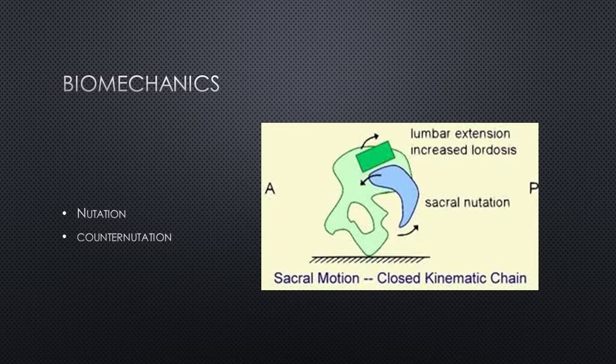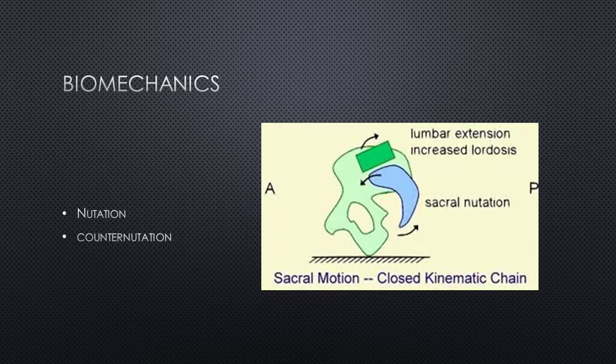Biomechanically, we have two motions that we have to understand about the pelvic area. We have nutation and counternutation. Nutation is the anterior-inferior movement of the sacrum. The paired ilia approximate and the ischial tuberosities separate. This is important for stabilizing the SI joint, especially during standing and during the landing phase of gait, because we have increased forces on the SI joint.